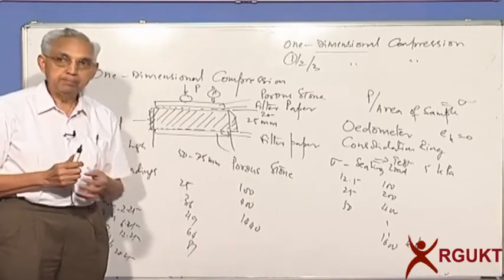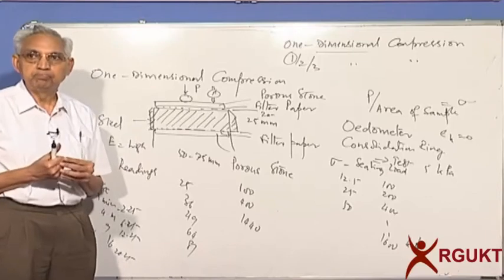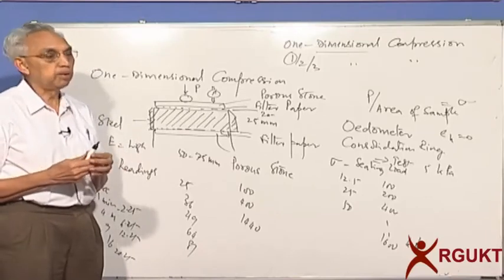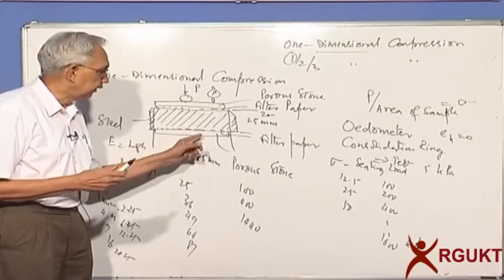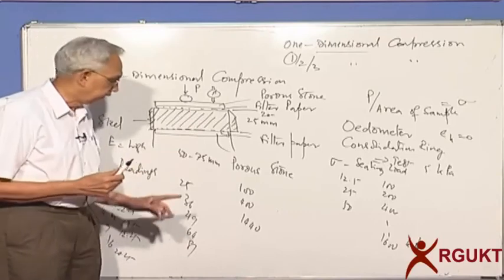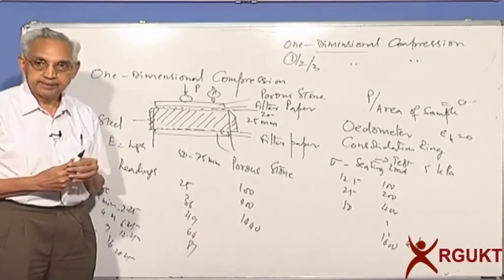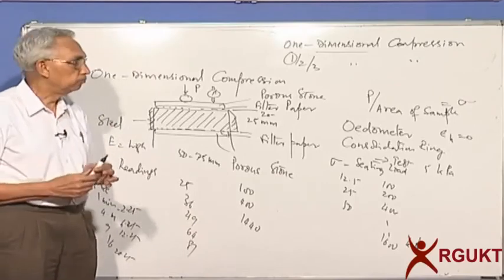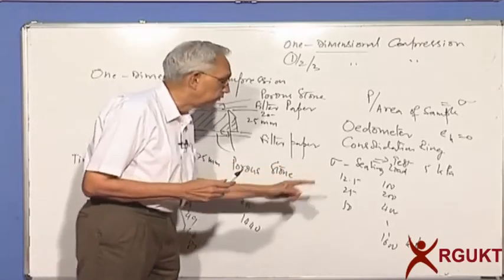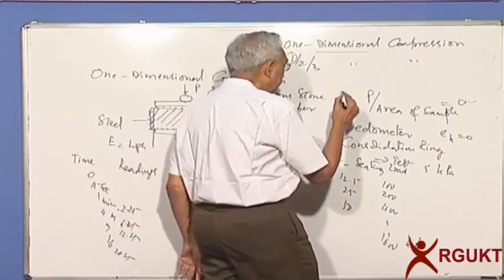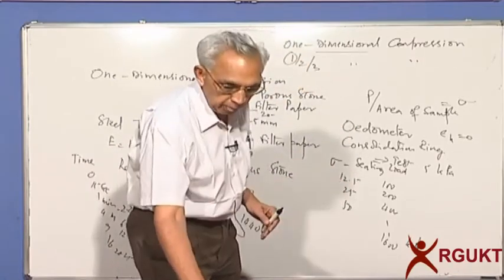Now you know the permeability is a very low value. If permeability is low, obviously it takes time for the water to come out, and that is why usually this consolidation test takes each sample we load under a given load for 1 day. Maintain the load for 1 day.